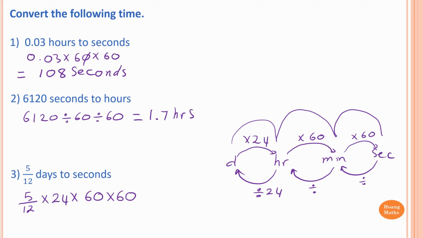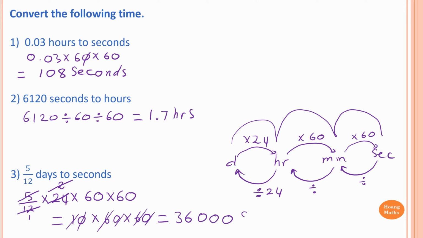To do this, we can simplify it. 24 divided by 12 is 2, and this is 1, right? Then 5 times 2 is 10. So I can just write 10 times 60 times 60. 1 times 6 is 6, 6 times 6 is 36. And don't forget, we have 3, 0s: 1, 2, 3. So we write this down: 36,000. And the unit is seconds.